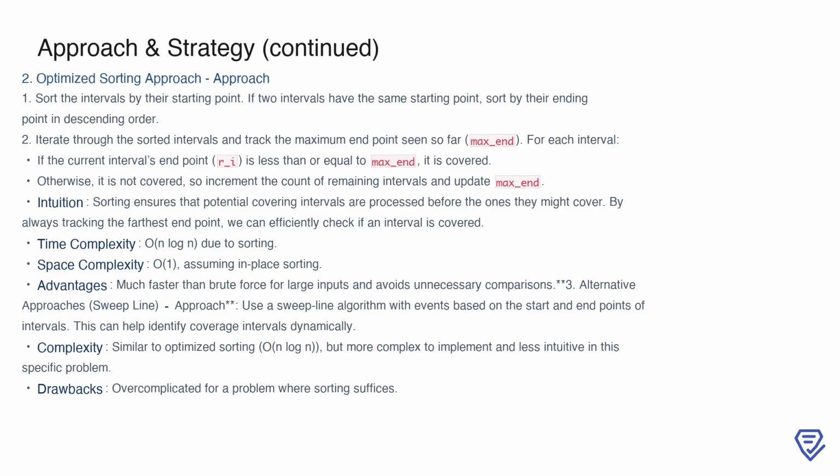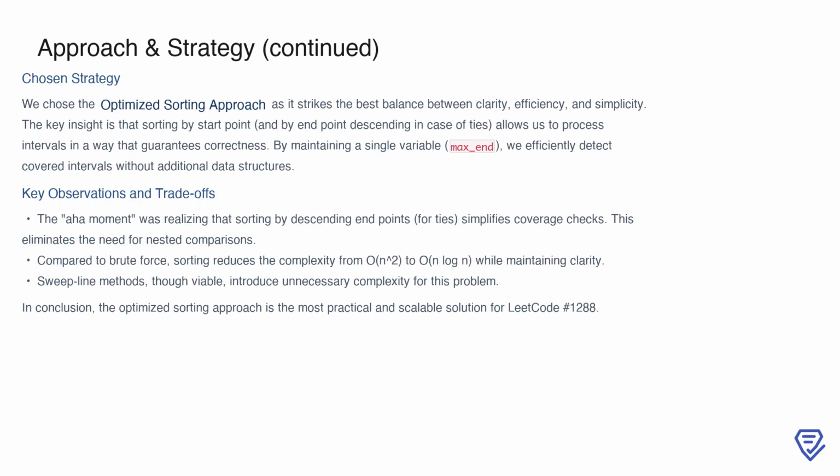This approach is efficient because sorting the intervals takes n log n, and the subsequent single pass through the list is n. It avoids unnecessary comparisons and is much faster than brute force, especially for larger inputs. While there are alternative methods, such as using a sweepline algorithm, these can be more complex to implement and are less intuitive for this problem. After evaluating the options, we selected the optimized sorting approach as the most balanced solution in terms of clarity, efficiency, and simplicity. The key insight here is that sorting intervals by their start points, and by their end points in descending order for ties, allows us to process them in a way that simplifies the coverage check.